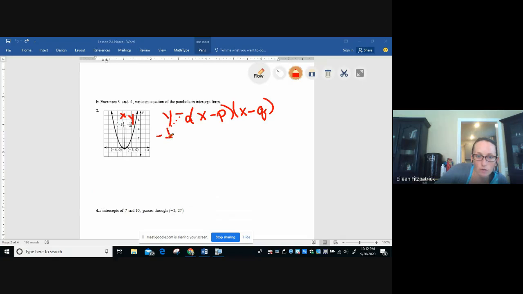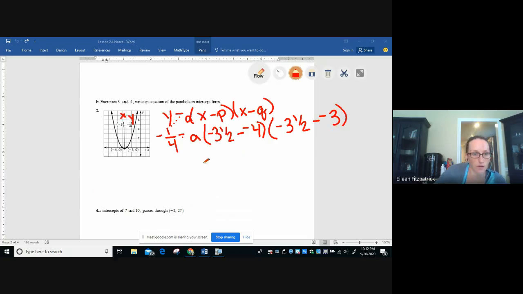So -1/4 is Y. A, we don't know. X is -3.5. P, I forget which one I said was P and Q, but like I said, it doesn't matter. -4, I'll use for P. X again is still -3.5, so you're using that same X value twice, and then minus a -3, okay?